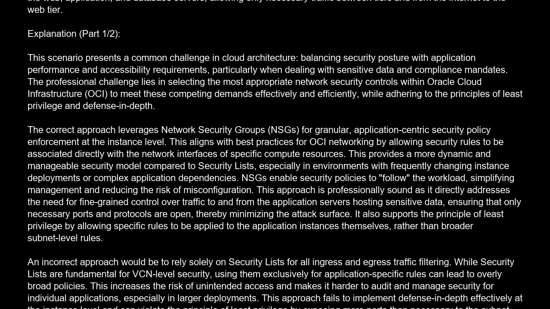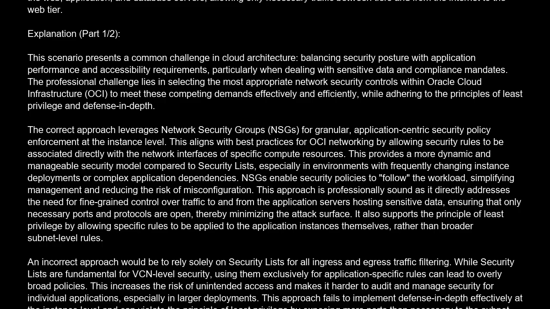An incorrect approach would be to rely solely on security lists for all ingress and egress traffic filtering. While security lists are fundamental for VCN-level security, using them exclusively for application-specific rules can lead to overly broad policies. This increases the risk of unintended access and makes it harder to audit and manage security for individual applications, especially in larger deployments. This approach fails to implement defense in depth effectively at the instance level and can violate the principle of least privilege by exposing more ports than necessary to the subnet.